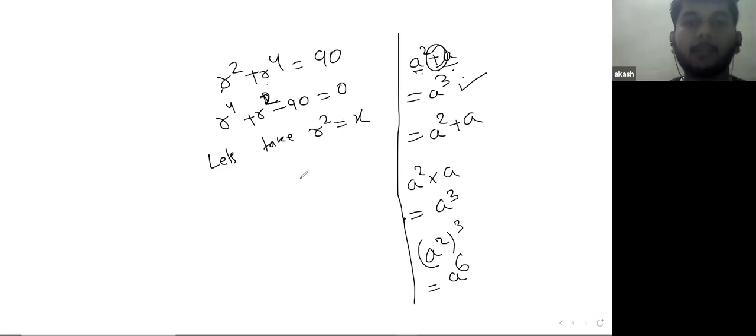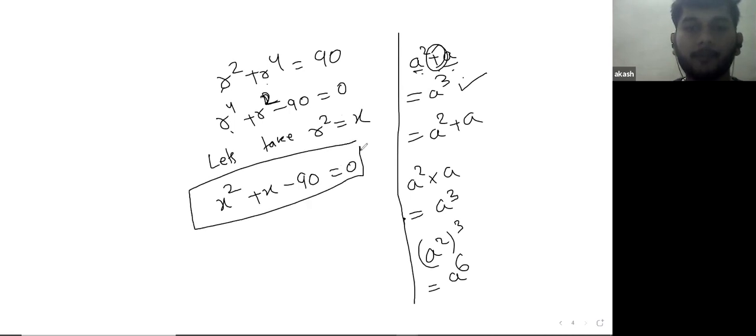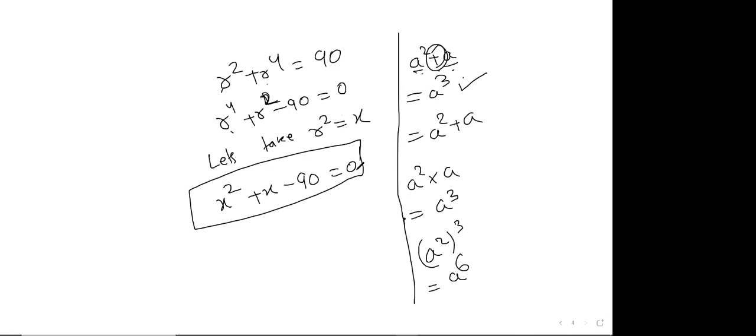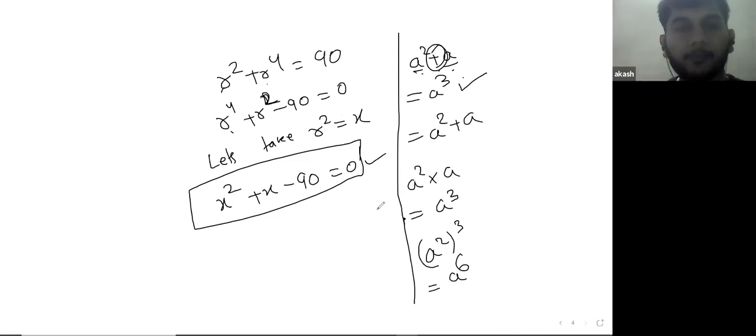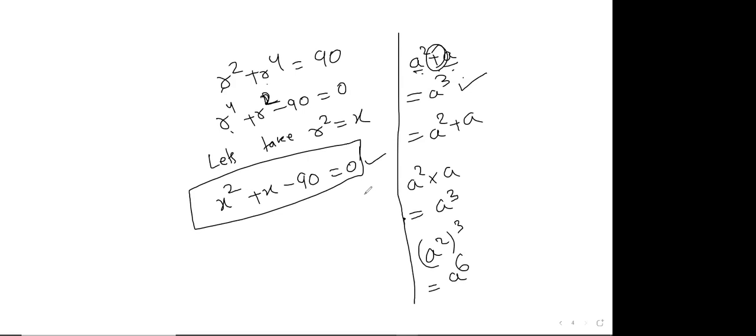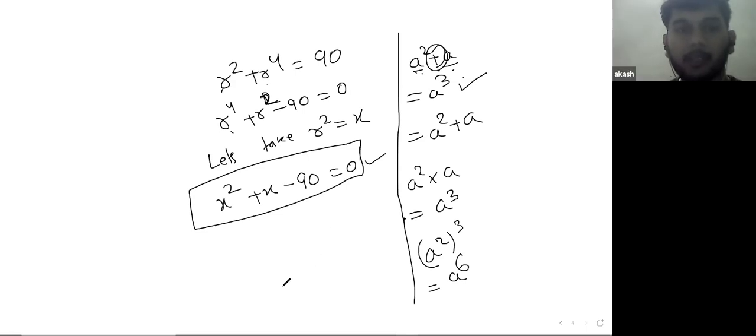Now, the way to solve this is, let's take r square as x. So this will be x square plus x minus 90 equals 0, right? Are we clear? Yes, sir. So this is a quadratic equation. How to solve a quadratic equation? Splitting the middle term. Please try to solve this and tell me the answers.